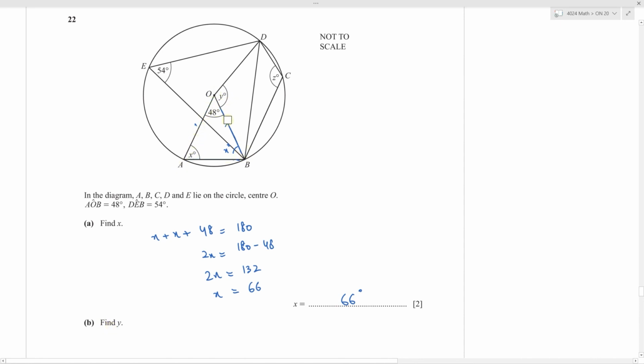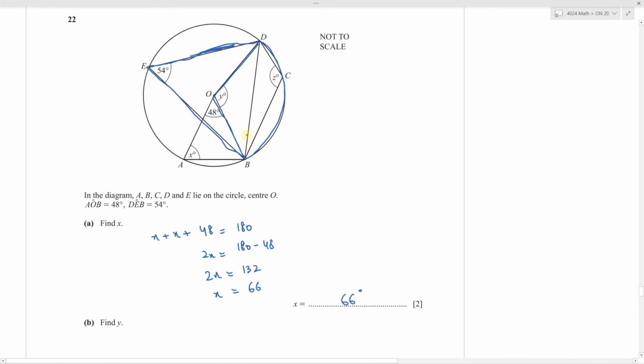So let me erase this. This is the angle y, which is formed by this segment of the circle dB. It forms this angle at the center of the circle, which is y, and the same segment forms this angle on the circumference of the circle. This is a straight line here.